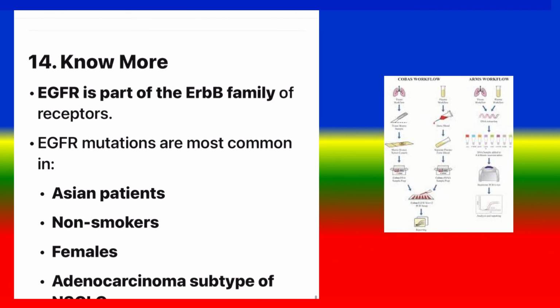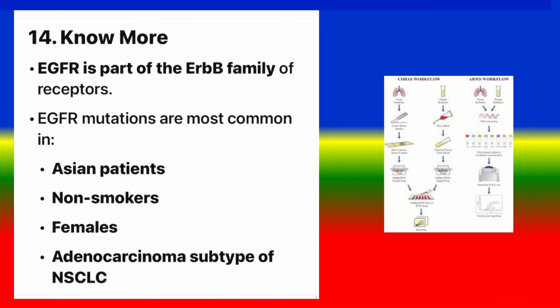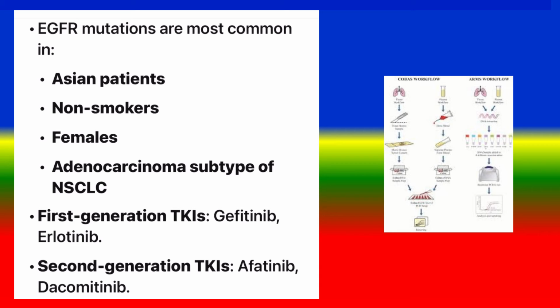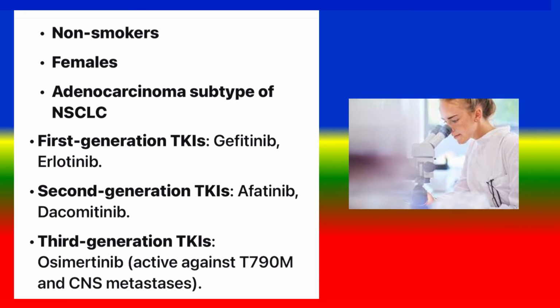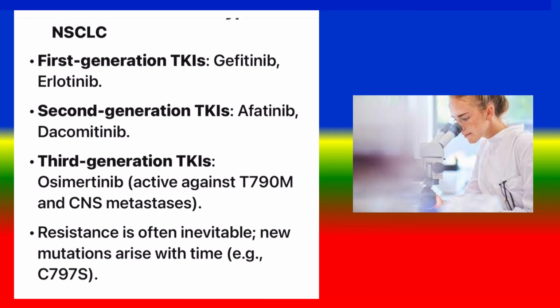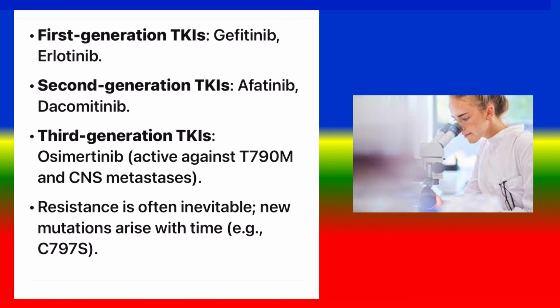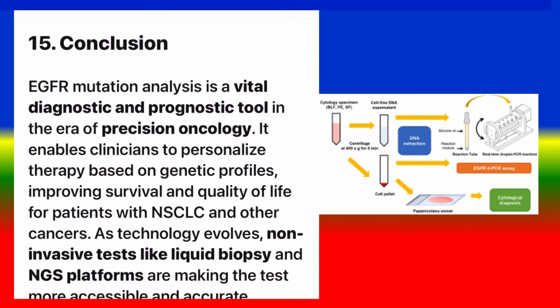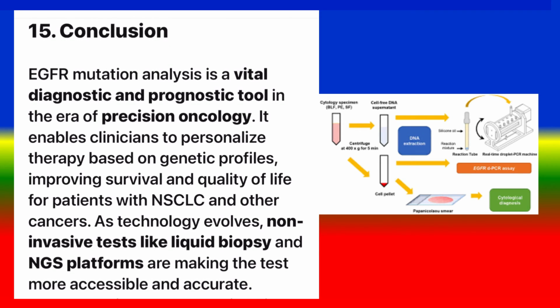14. Note. EGFR is part of the ERBB family of receptors. EGFR mutations are most common in Asian patients, non-smokers, females, and the adenocarcinoma subtype of NSCLC. First-generation TKIs: gefitinib, erlotinib. Second-generation TKIs: afatinib, dacomitinib. Third-generation TKIs: osimertinib, active against T790M and CNS metastases. Resistance is often inevitable. New mutations arise with time, e.g. C797S.